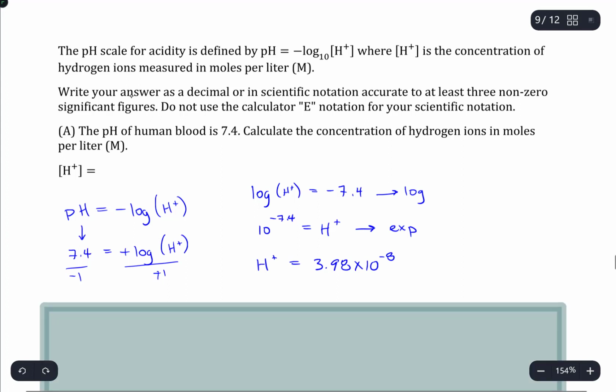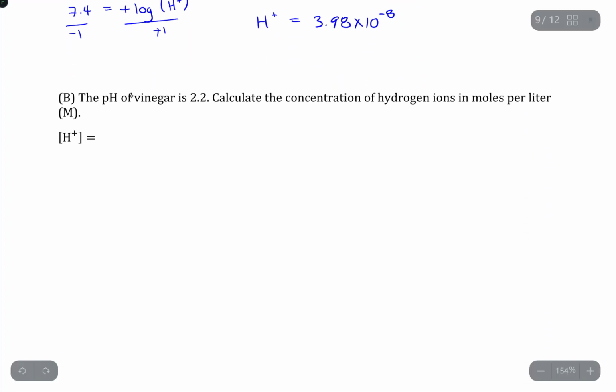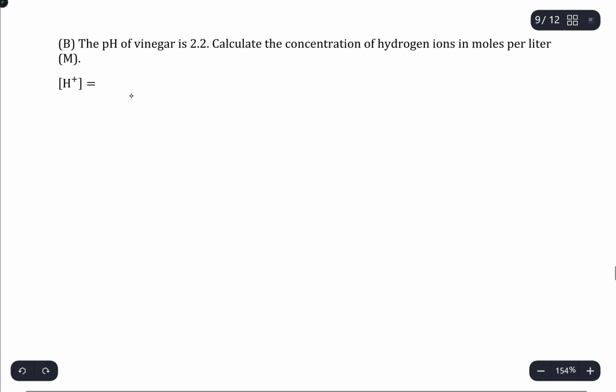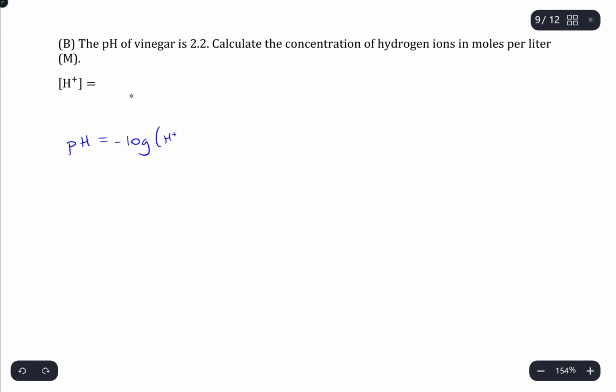Now, where there is a part A, there's probably a part B, so let's scroll on down. And here we're told that the pH of vinegar is 2.2. And we want to calculate the concentration of hydrogen ions in moles per liter for this pH. So we do the same thing. All right, so pH is the negative common log of H positive, that value that we're looking for. And in this case, the pH is given as 2.2, and that's equal to the negative log of this H positive value. If we divide both sides by -1, then we have negative 2.2 is equal to this common logarithm of the value that we're looking for.